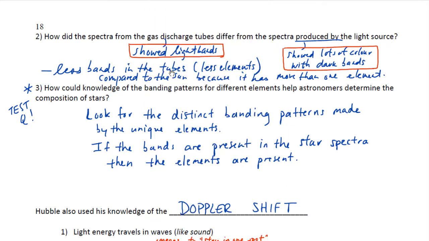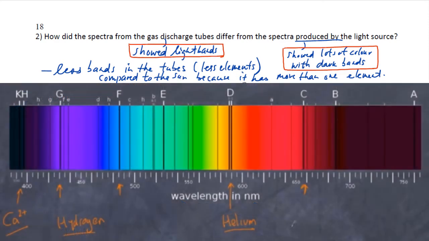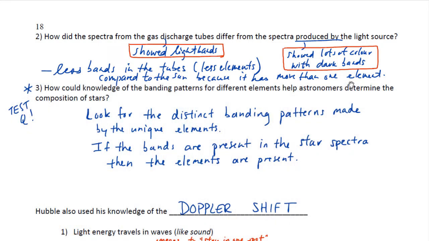Okay, less bands in the tubes, less elements in the tubes. Compared to the sun, when we look at that, it'll have a lot more banding patterns and whatnot because we're looking at more than one element.